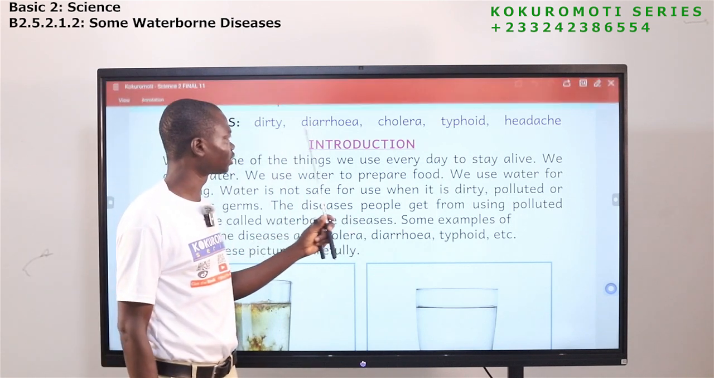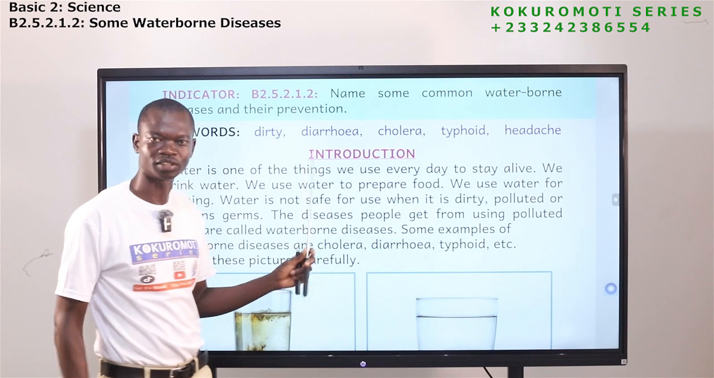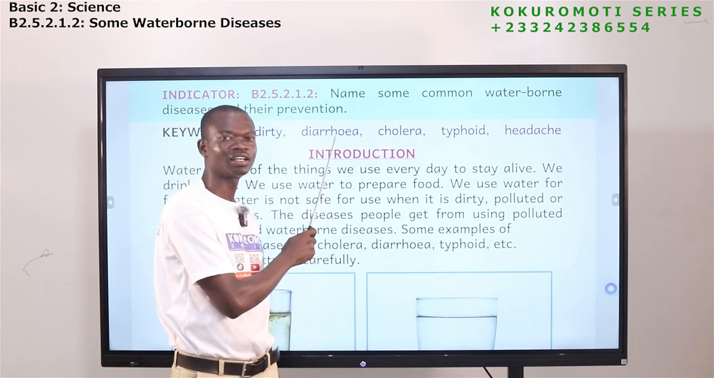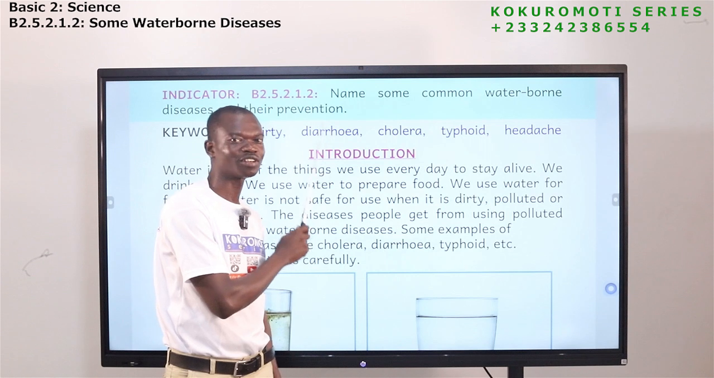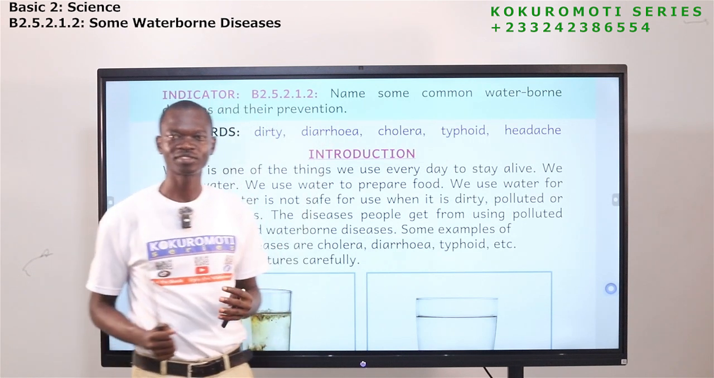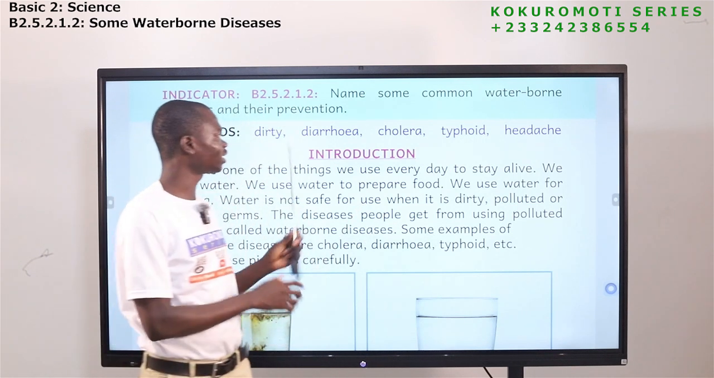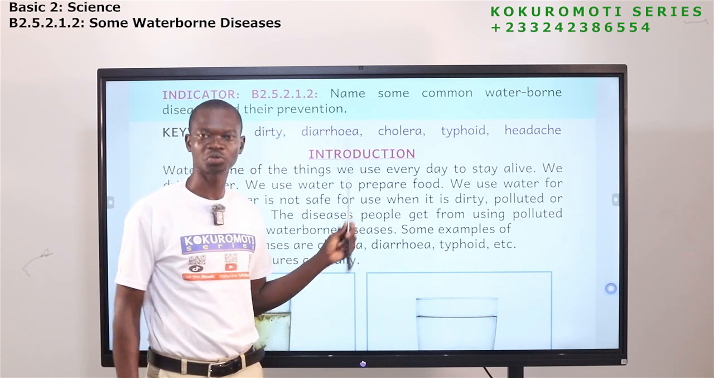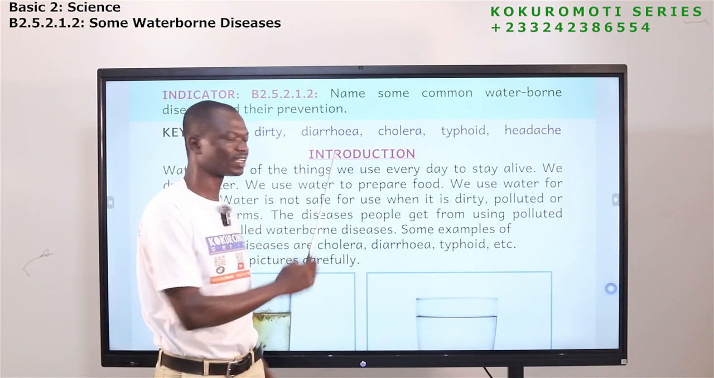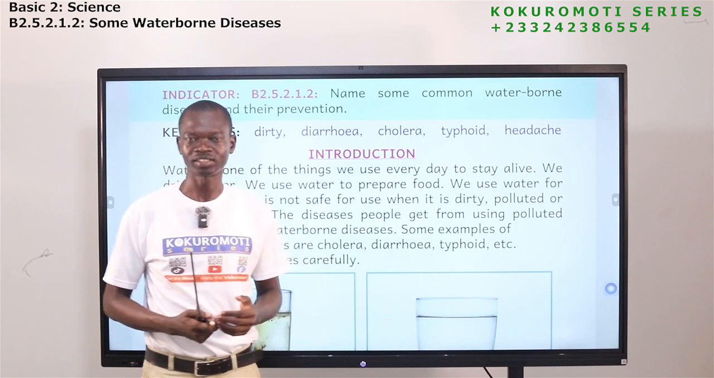The next word is diarrhea. Check the spelling well. Some have an O, others don't write the O. The difference is that we have British English and American English. So if you write diarrhea without the O, you are correct. Diarrhea is a disease, and it's one of the waterborne diseases.